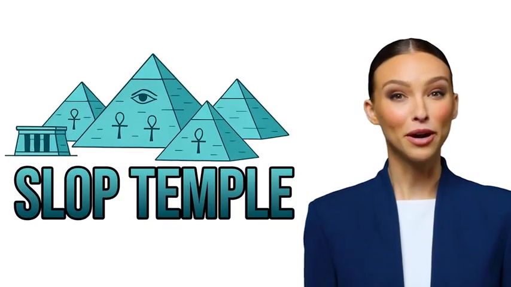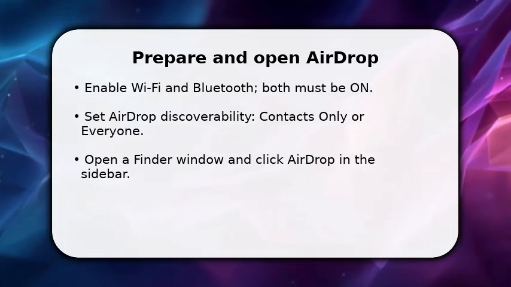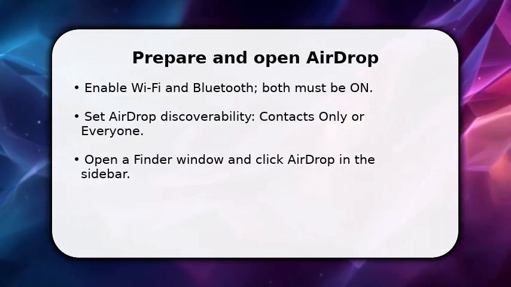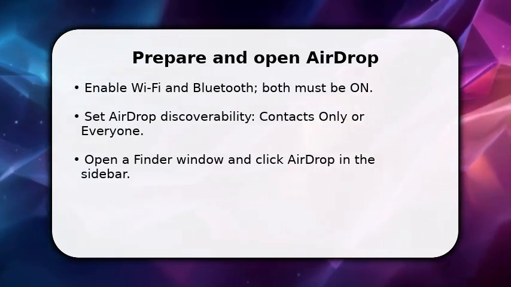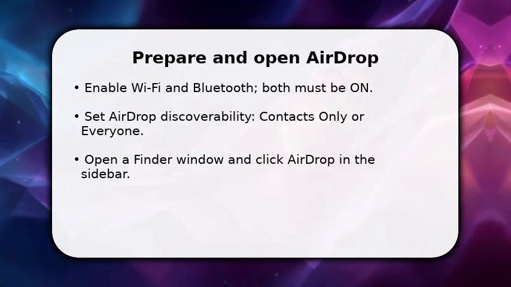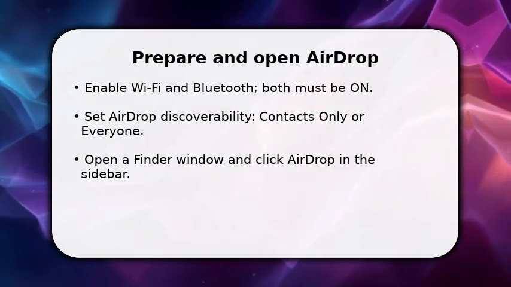We pray this video helps. You'll start by turning on Wi-Fi and Bluetooth. This is non-negotiable. Once they're active, set AirDrop discoverability to contacts only or everyone, depending on who you're sharing with.